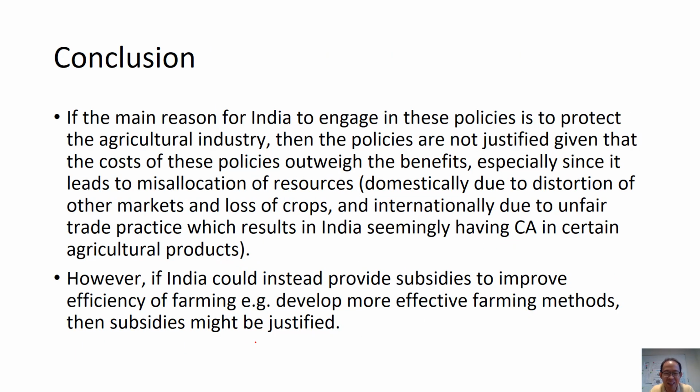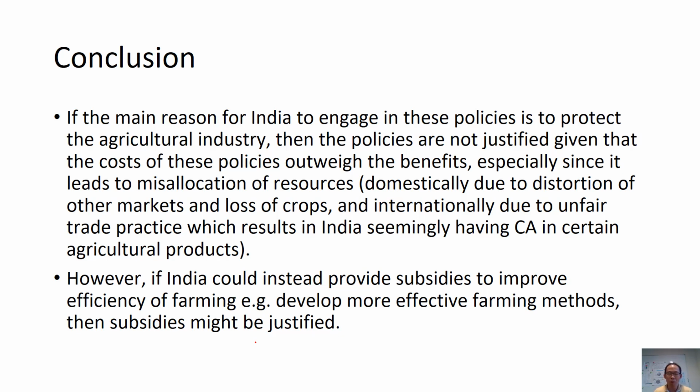But what about the final stand? Here, our overall final stand is that it is not justified. Why? Because if the main reason for India to engage in these two types of policies, production subsidies and minimum price, is to protect the agriculture industries, then clearly the cost of these policies outweigh the benefits. Because when you subsidize the good, you are lowering the price, but it also benefits both the rich and the poor. Furthermore, as I said, there's a deadweight loss in the subsidy. There's also deadweight loss in minimum price.